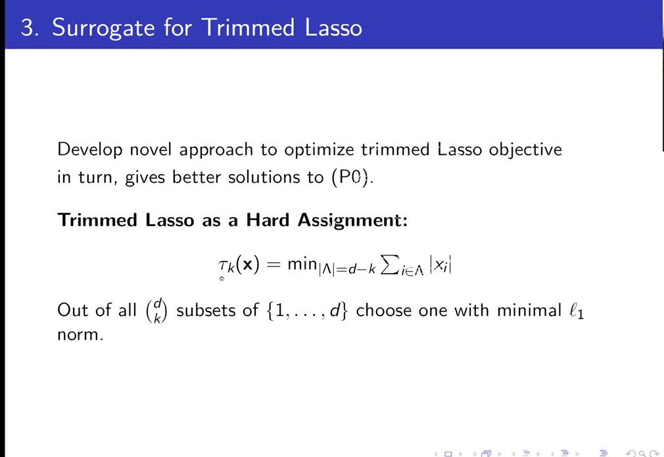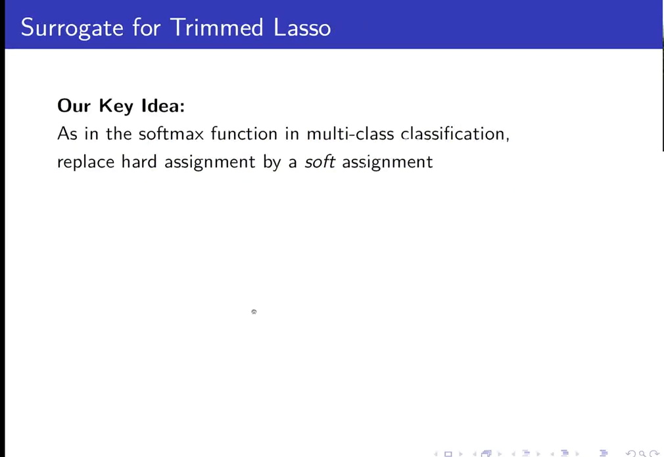But if you don't know the support, and you're trying to find it in the course of the optimization, then perhaps choosing only one subset is not optimal. We were motivated by a well-known function in neural networks, in multi-class classification, in machine learning. It's called the SoftMax function. It's widely used in learning neural networks and other multi-class problems, and it replaces a hard assignment by a soft assignment. We're going to do something similar, but for vectors.